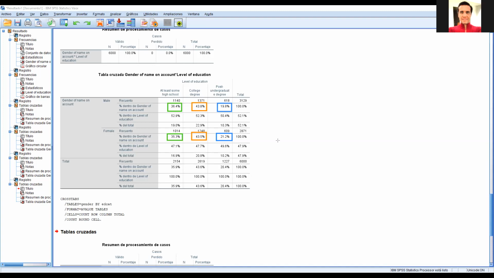Now let's look at the middle one. We can say that it's almost the same, only 0.3%, that's minimal. So by now we can say women seem to study more, or at least have a higher level of education than men, and it seems that both genders study almost the same in college degree. That was not obvious when we only saw the absolute frequency.